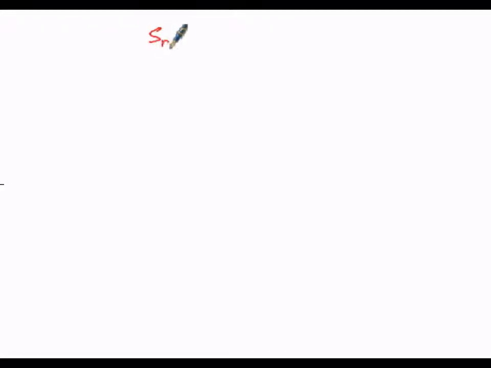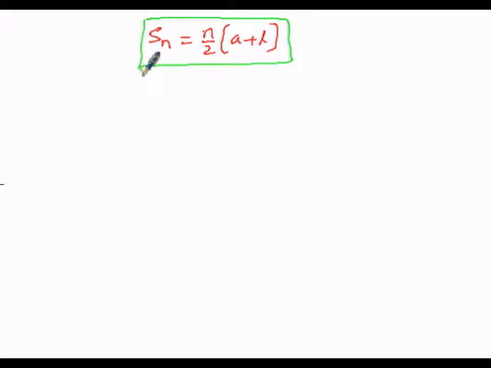So Sn is equal to n by 2 into (a plus L) is the formula for finding the sum of n terms of an arithmetic progression. Under this, let us perform one example.